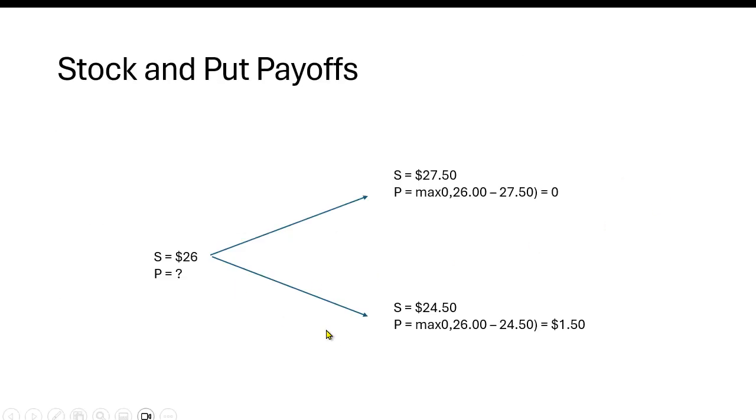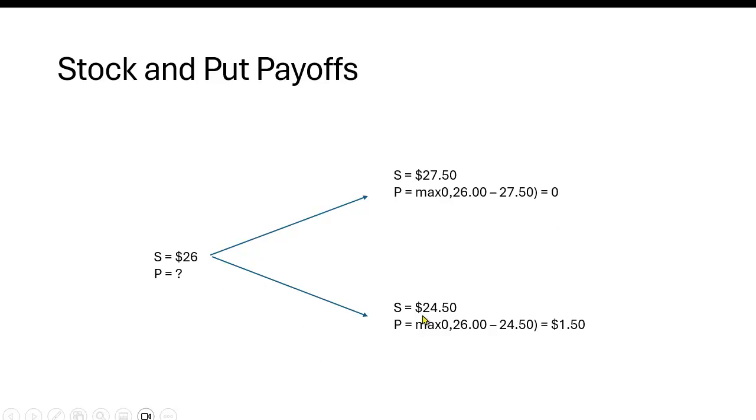So let's take a look at this little tree here. Right now the price is 26 for the stock, and we want to figure out what the put option price is. In the up state of the world, the stock price goes to $27.50. What's the payoff for the put? It's the maximum of 0, or the strike price minus the stock price. You can sell it for 26, but it's selling for $27.50, so you would be losing money here. So it just takes on a value of 0.